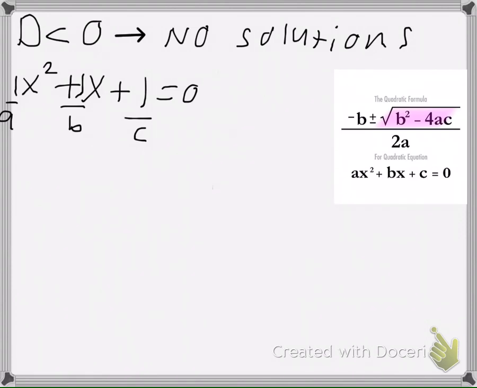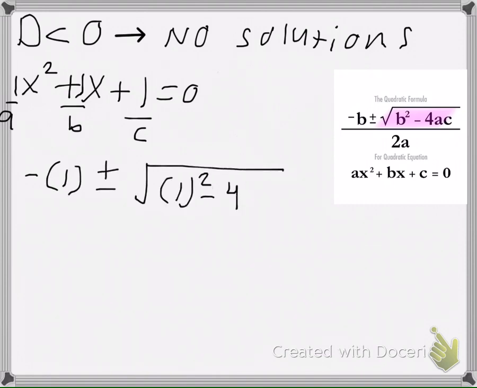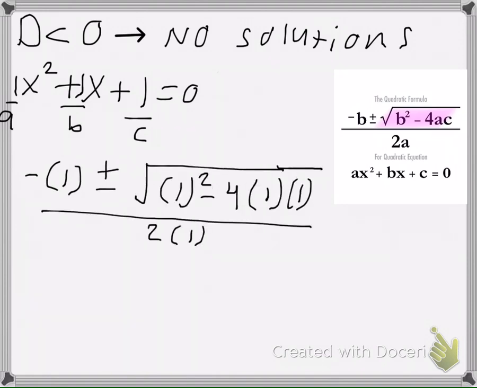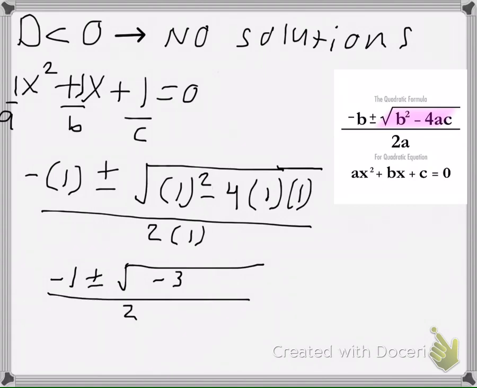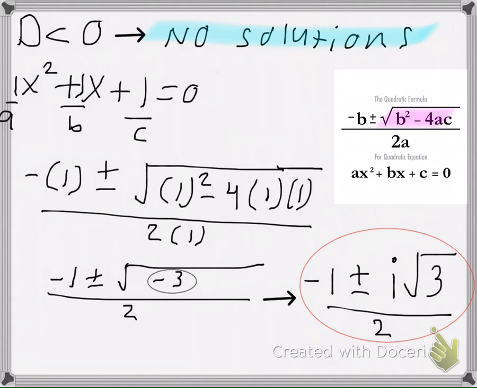Now I'm going to check to make sure that there are no solutions. I have negative 1 plus or minus the square root of 1 squared minus 4 times 1, over 2 times 1. Simplifying the inside of the radical first, I get negative 3. Since there's a negative inside a square root, I already know that there are no real solutions. If I wanted to show the imaginary solutions, it would look something like this, but I don't think you guys have to worry about that yet. So I'm just going to mention that there are two imaginary solutions, but no real solutions.